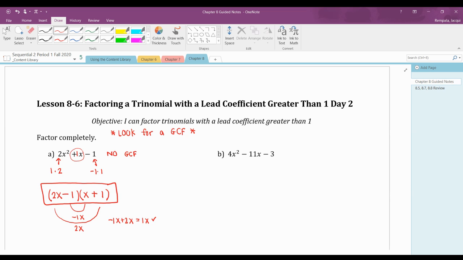If I look at the second example, we have 4x squared minus 11x minus 3. So once again, we always look for a GCF first. So I'm looking and I see, as far as my numbers are concerned, 3 is the smaller number. Can I multiply 3 times something to get 4? The answer is no. So right off the bat, I can't break down the 3 any smaller because it's a prime number. The only way to multiply to 3 is 1 times 3.